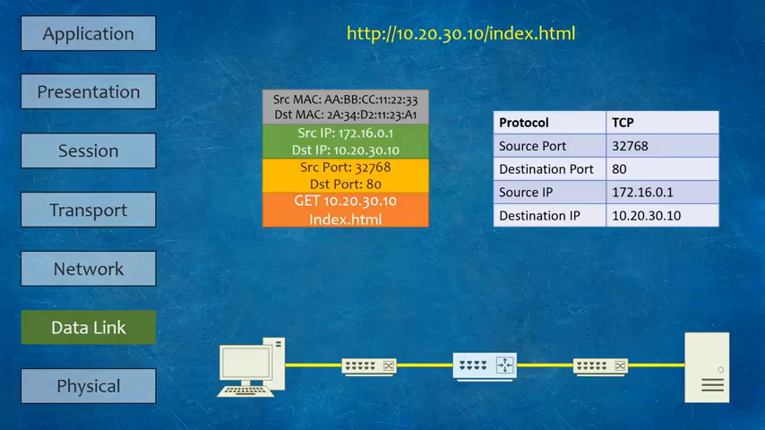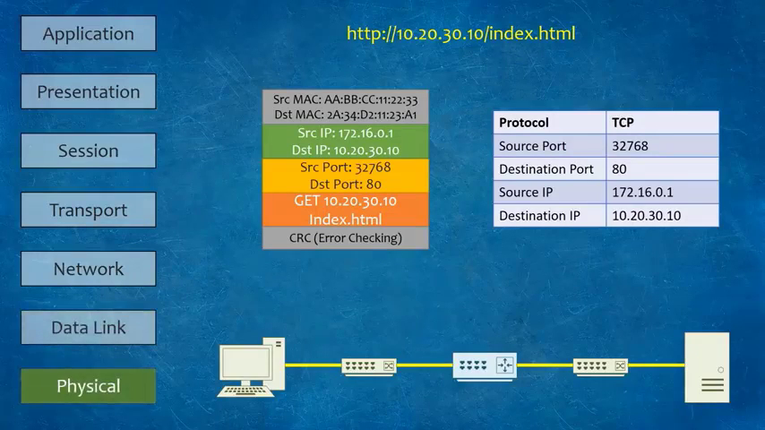Notice that we don't need any MAC addresses for the switch. A simple switch operates at layer 2. It's only there to forward frames to the correct device. Ethernet also includes a small piece of error correction information called a CRC at the end of the packet. And finally, it's time to convert the frame into bits and put them on the wire to be transmitted.